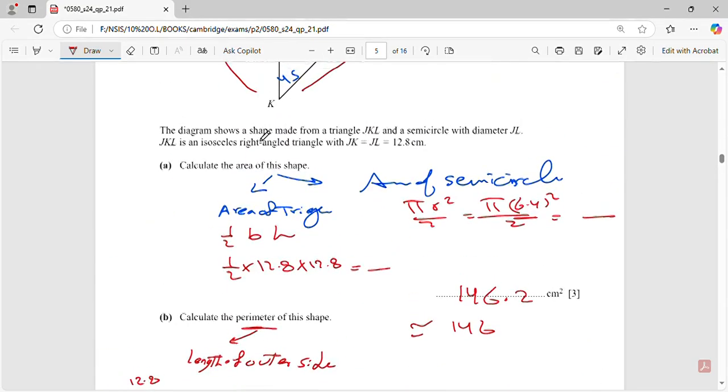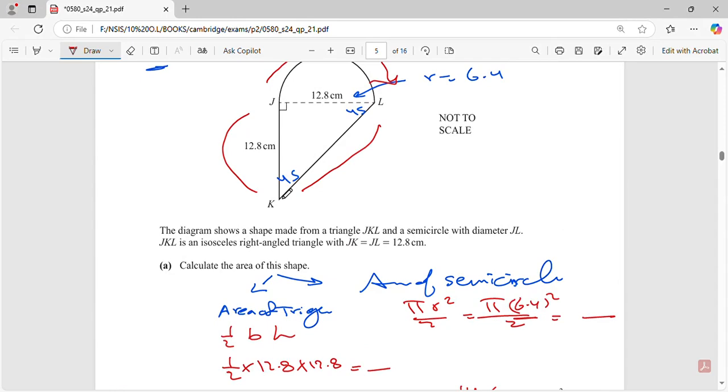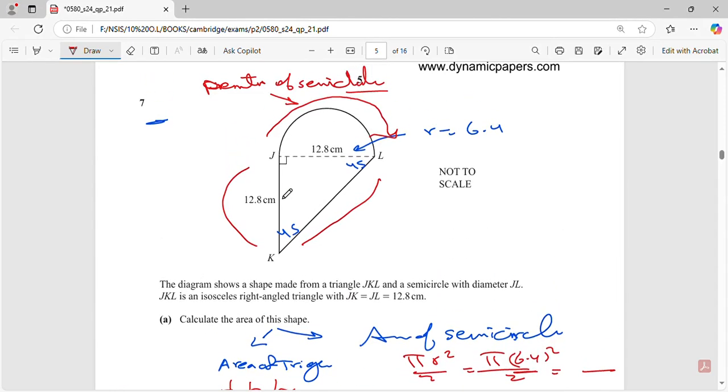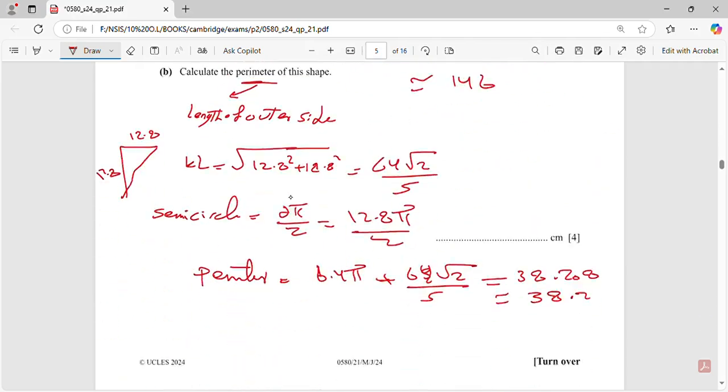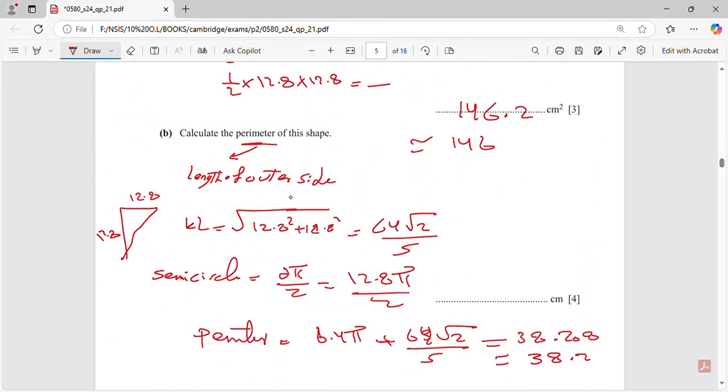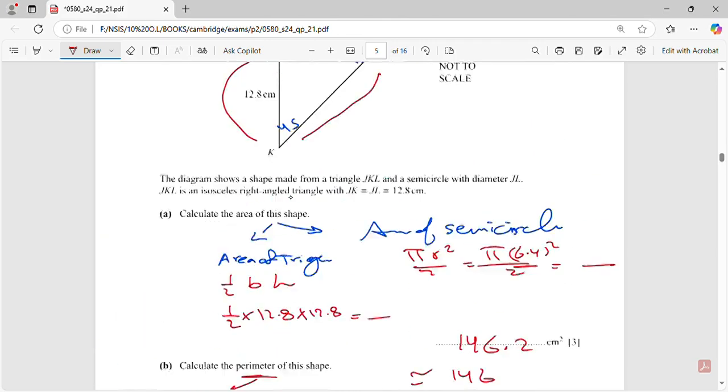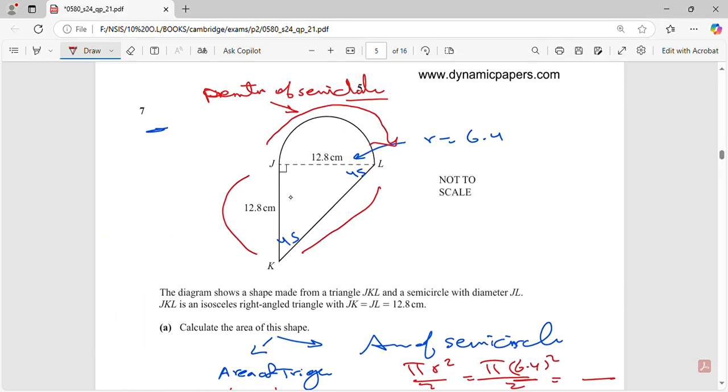Of course, for the triangle, I cannot add the three sides, because he asked me for the perimeter of the shape. And I told you here the meaning of perimeter: the length of the outer side. So this side JL is not considered an outer side. I just need to calculate the length of this outer line: these two sides and the semicircle. JK, KL, and the curve or arc JL only.